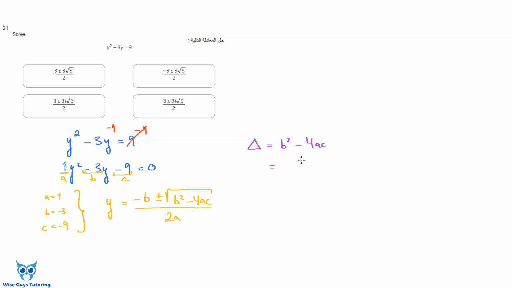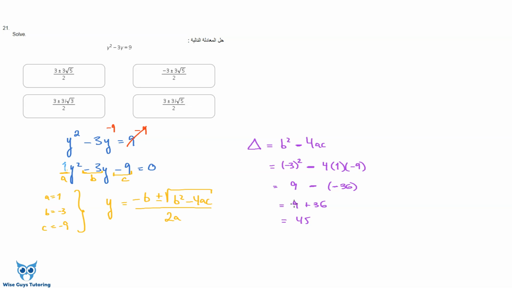Okay, so b squared, that's minus 3 squared. I'm going to leave this minus here. That's the same minus here, right? 4 times a being 1, times c being minus 9. And I want to emphasize that I'm leaving this negative in the middle here. So minus 3 squared is 9. I'm going to put this negative still here. And then I'm going to solve these. 4 times 1 is 4 times negative 9. That's negative 36. So if it's negative 36, that's 9 plus 36, which gives me 45.